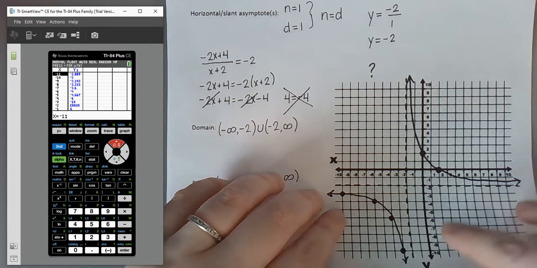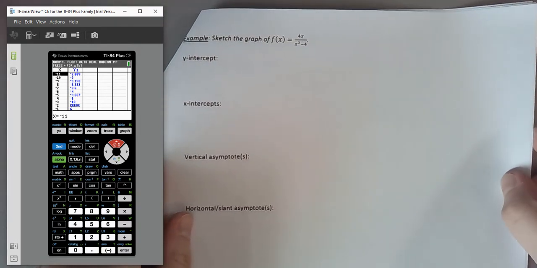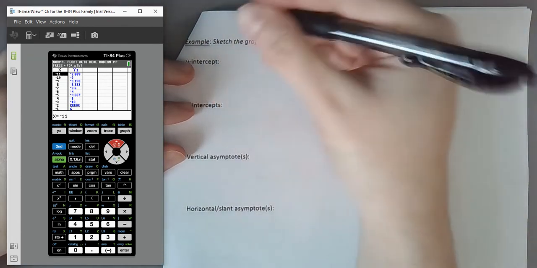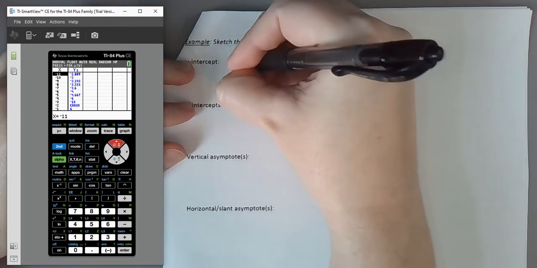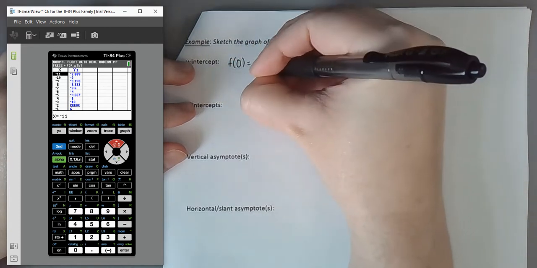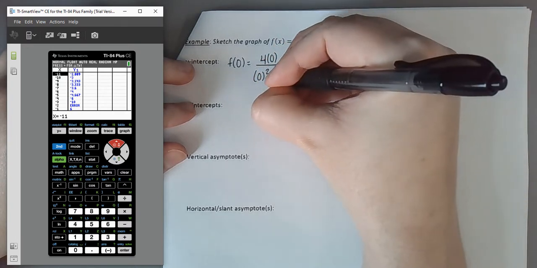Okay, let's look at another example. Okay, now we have a linear numerator and a quadratic denominator. So let's find our intercepts, let's find our asymptotes, and let's graph it. So for our y-intercept, we're going to let x be 0. So evaluate f of 0. So our numerator is going to be 4 times 0. Our denominator is going to be 0 squared minus 4.